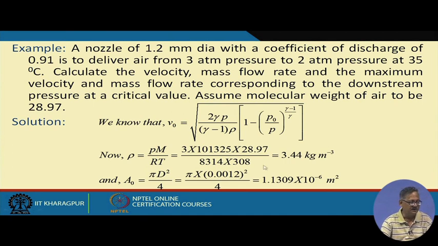28.97. So I repeat, it is a nozzle of 1.2 millimeter diameter with a coefficient of discharge of 0.91 is to deliver air from 3 atmosphere pressure to 2 atmosphere pressure at 35 degrees centigrade. Calculate the velocity, mass flow rate and the maximum velocity and mass flow rate corresponding to the downstream pressure at a critical value. Assume molecular weight of air to be 28.97.